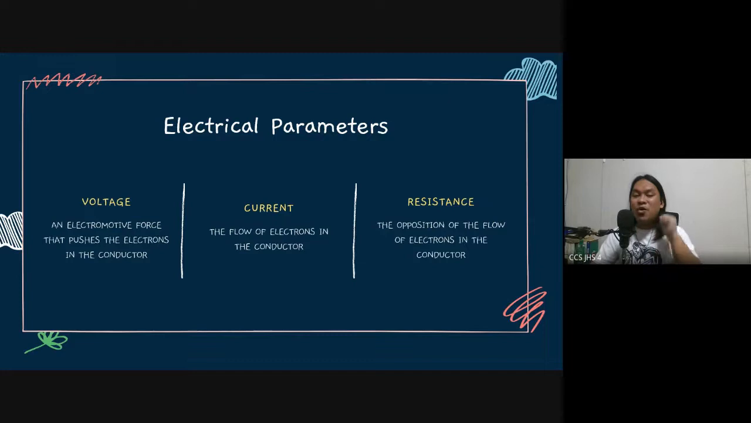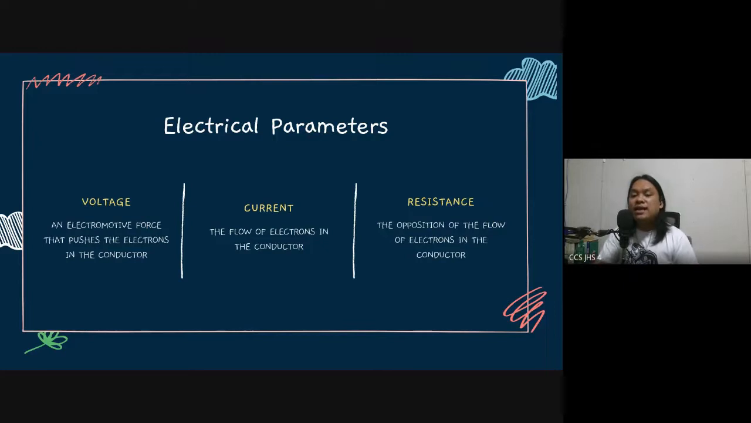So again, when we say voltage, this is the electromotive force that pushes our electrons into the conductor. The current is the actual flow, the movement of electrons into the conductor, and resistance is anything that opposes, stops, prevents, or slows down the flow of our electrons. Okay, so these are our electrical parameters.